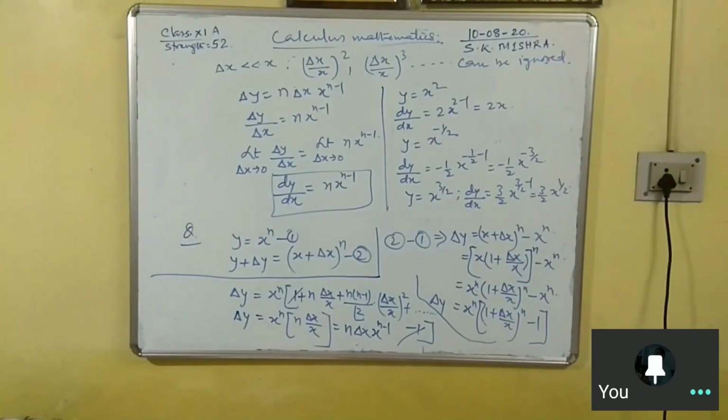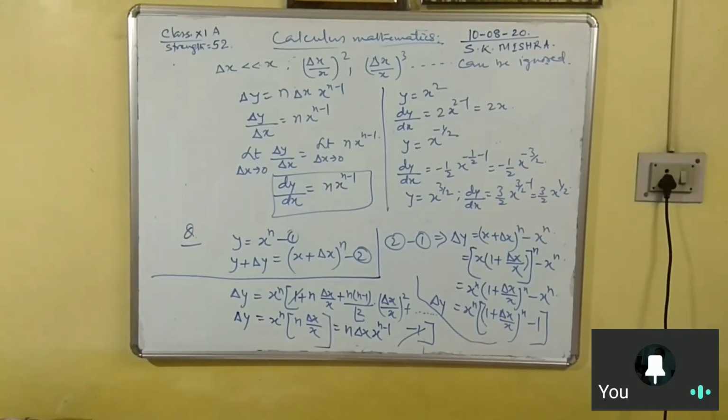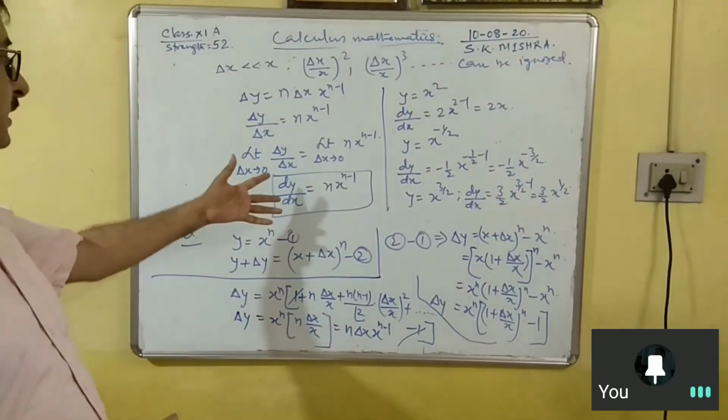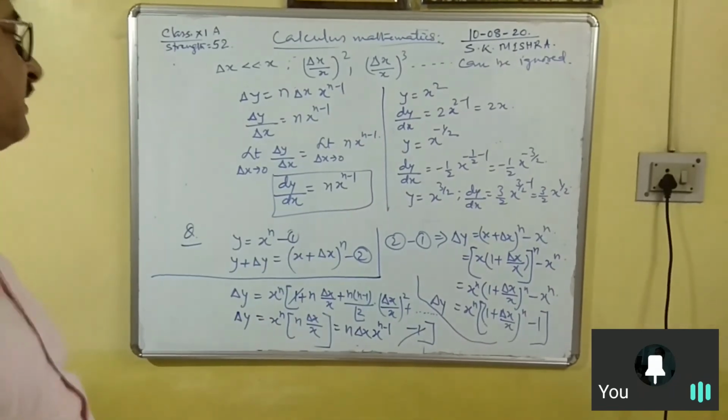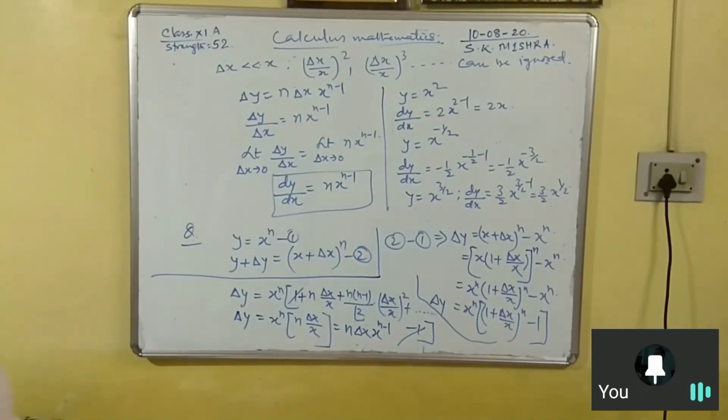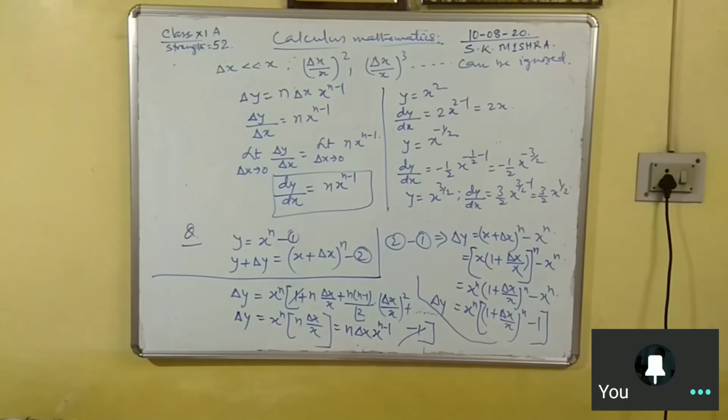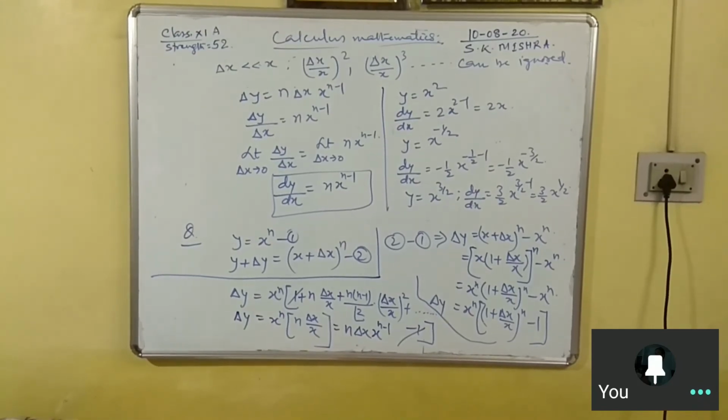Okay? So this simple formula, just remember: if y is equal to x raised to n, then dy by dx is n x raised to n minus 1. That will be useful. And we can use this formula at several places in physics. Why we need it, I will tell you later on.